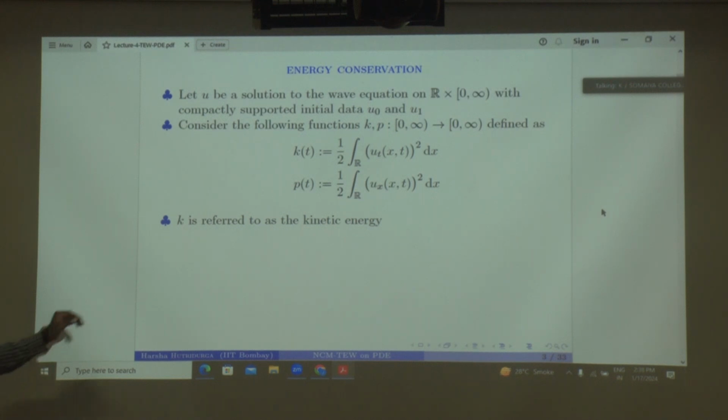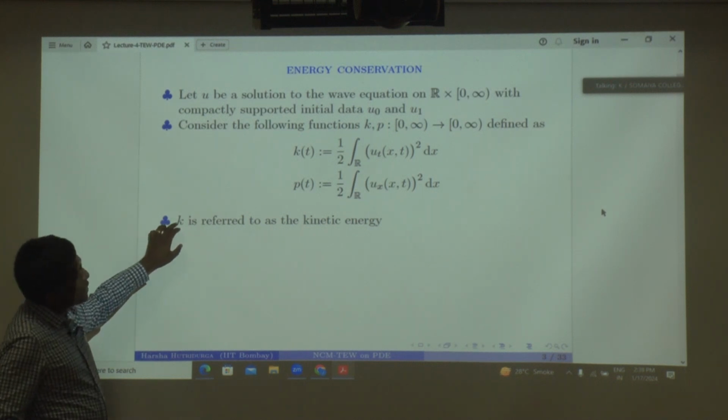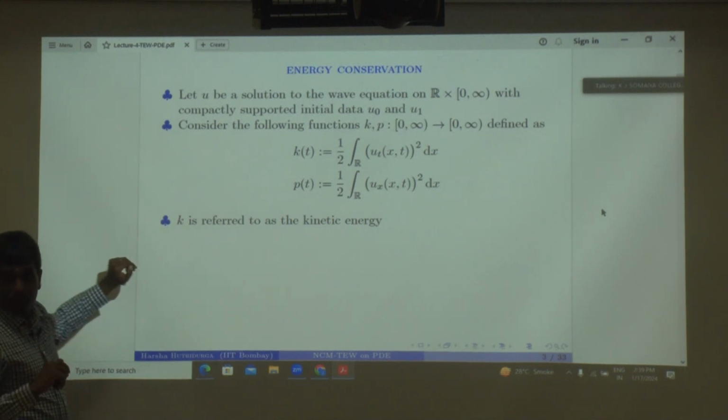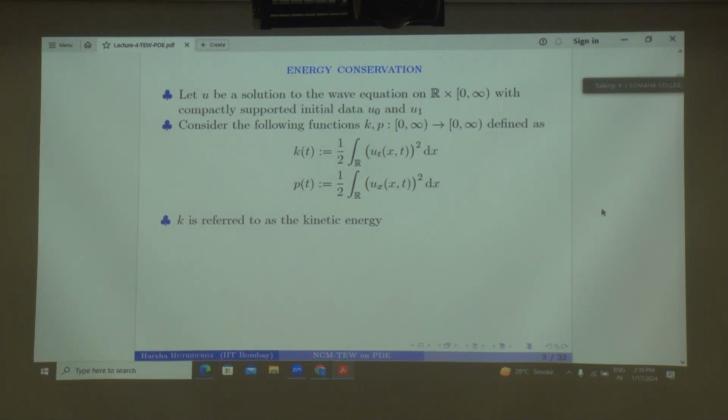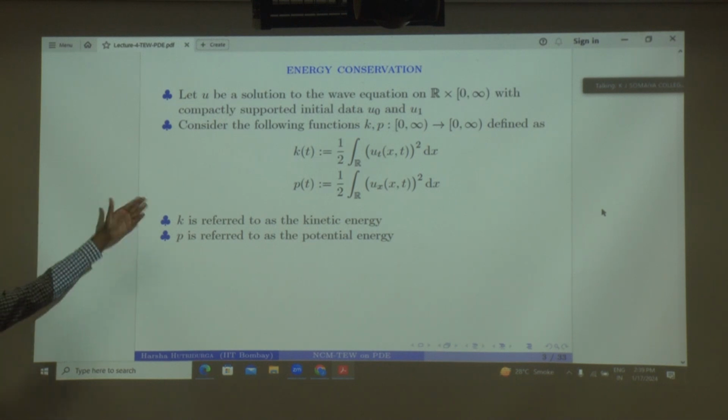So this k is referred to as the kinetic energy of the system. These are just names. We need not remember any of it. P is referred to as the potential energy of the system. So from our physics days, we remember that if you have got a kinetic energy of the system and the potential energy, you add them up, you get the total energy of the system. So essentially, we add these two things, we get the total energy of the system.